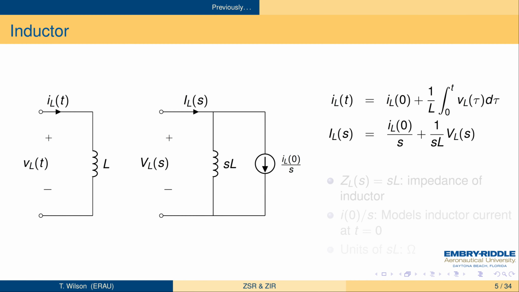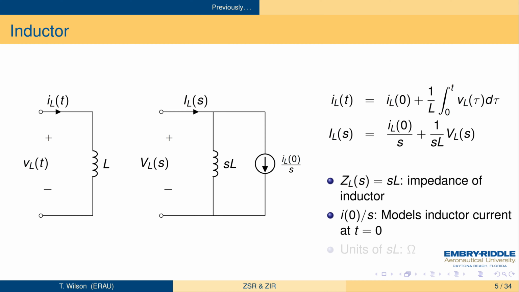We had the same kind of situation for the inductor. The impedance was S times L. The current source I sub L of 0 over S models the inductor current at t equals 0. And the units of SL again were ohms.